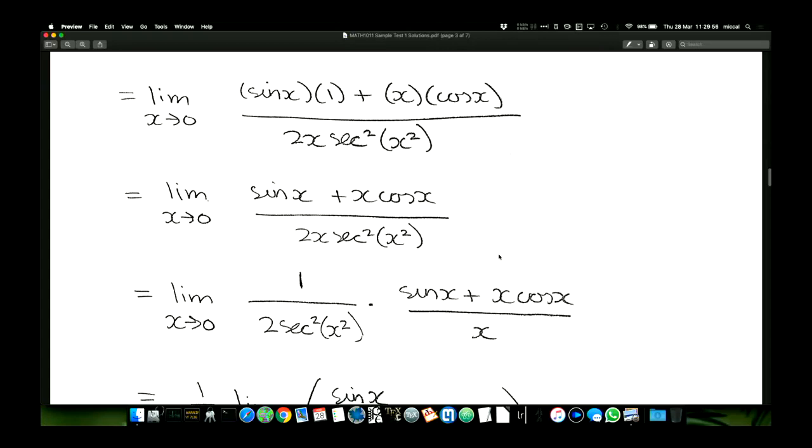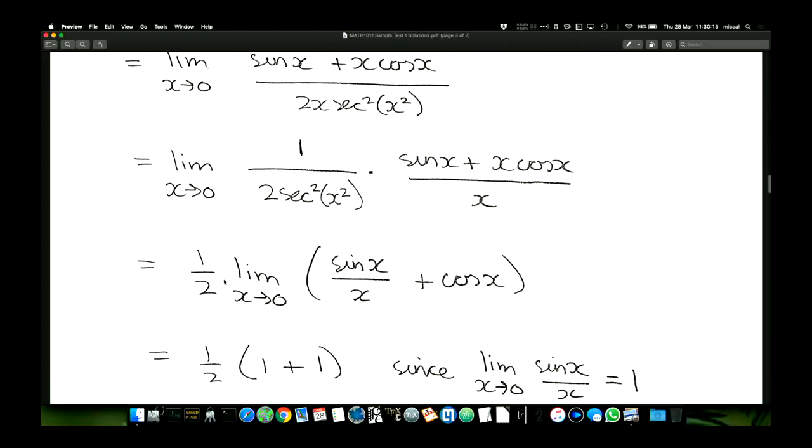The limit as x approaches a of f times g is the limit as x approaches a of f times the limit as x approaches a of g, provided they're not 0 or blowing up. So I pull that bit out and I can take the limit as x goes to 0 of the first bit straight away to give me a half. Which is where that half comes from.